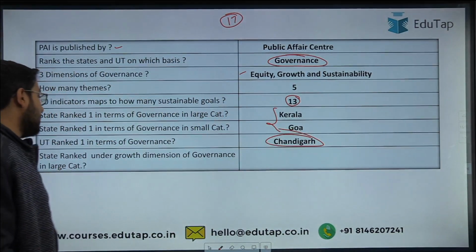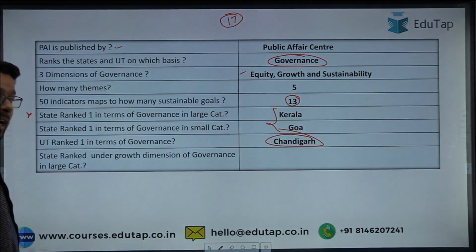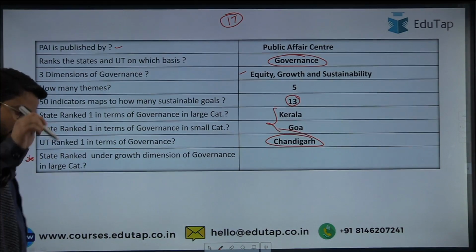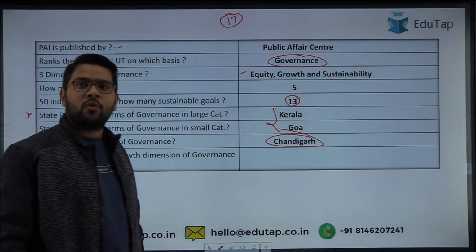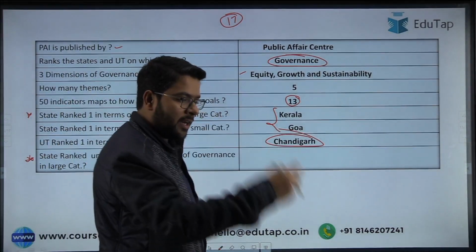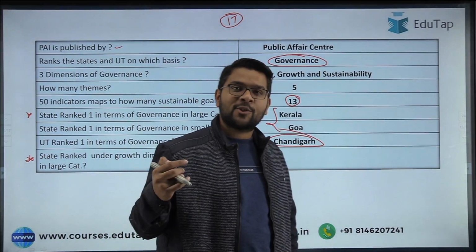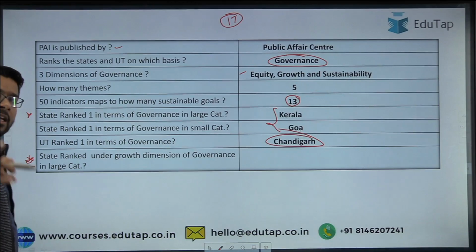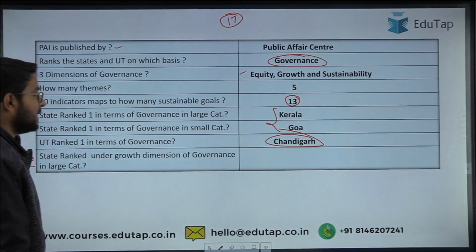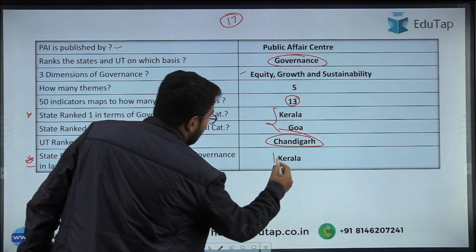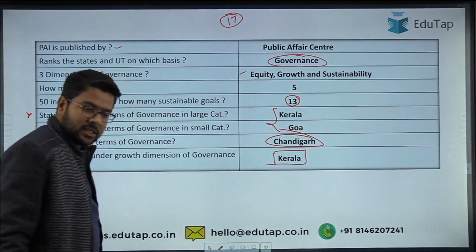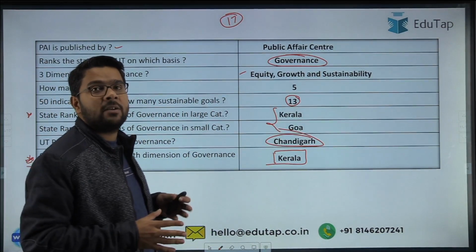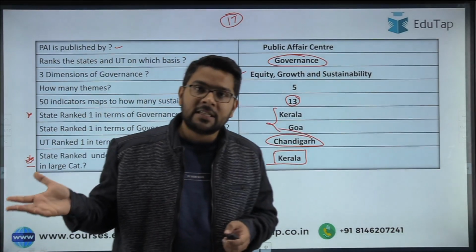Then which state ranked first under the growth dimension of governance in the large category? Guys, we are going into the finer details of the report. First, we went into the overall rank. Then we went into the rank based on each of the pillars. So this is one of those questions that can be asked in phase 2 of our exam. The answer is Kerala. So guys, through this MCQ session, I have given you an idea of what kind of questions can be asked in our phase 1 as well as phase 2.